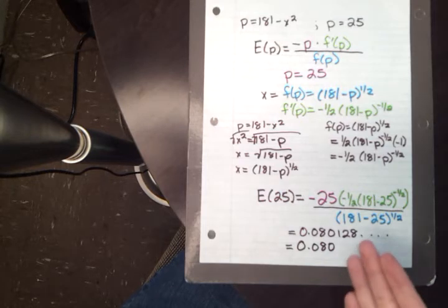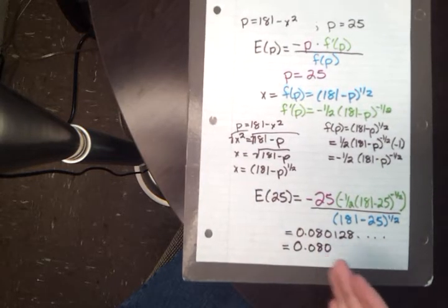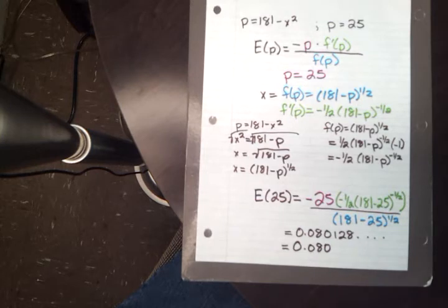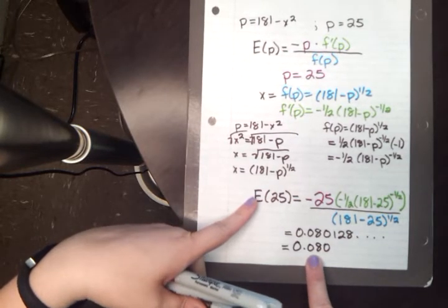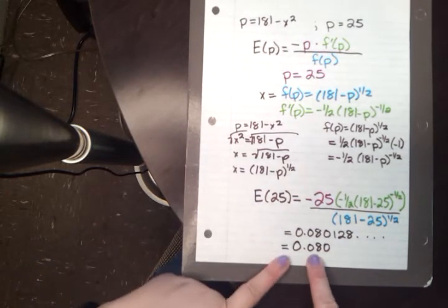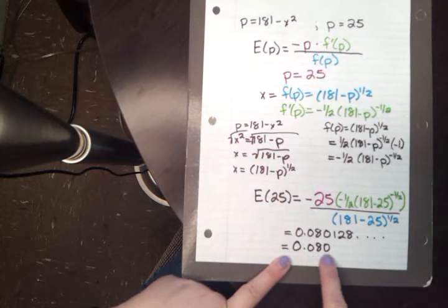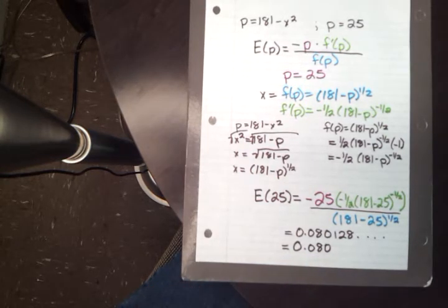Then they also want to know whether or not this is elastic or inelastic or unitary. Well, we know that if the answer to this function right here is less than 1, then it is inelastic. So because mine is less than 1, I have 0.080, this is inelastic, and that will be the answer to that part of the question.